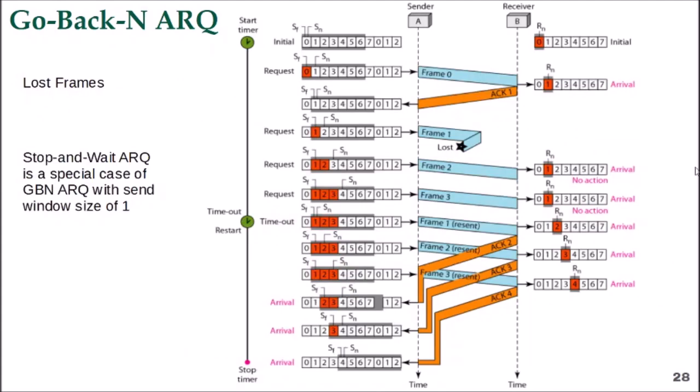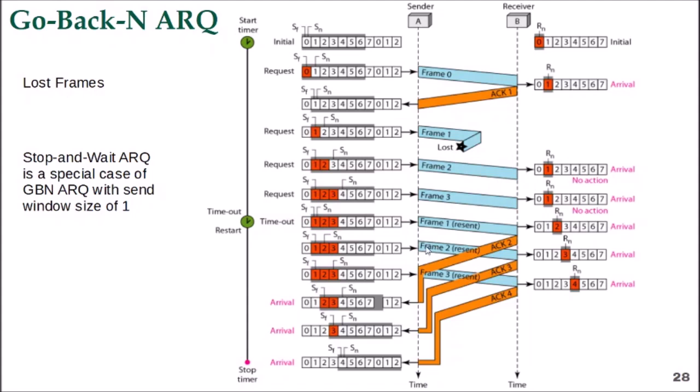Here is another example of Go-Back-N where there are lost frames. Frame 0 is sent, received, and acknowledged without issues. However, frame 1 is lost. The sender keeps sending frames 2 and 3. However, the receiver is still expecting frame 1. When frame 2 and frame 3 arrive at the receiver side, no action is taken. The timer for frame 1 will expire and it will resend all outstanding frames.